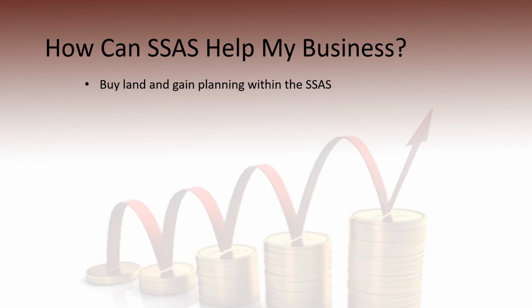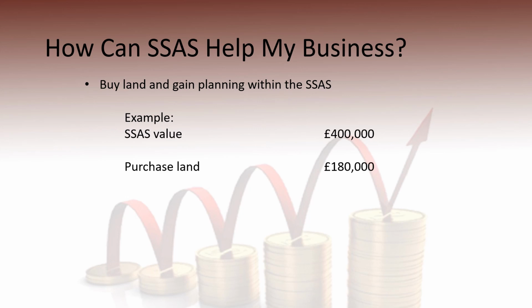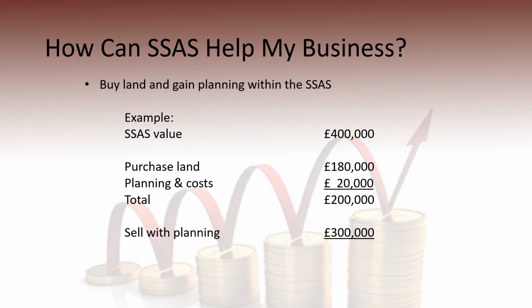Another thing you could do, you could buy land and gain planning permission using your SSAS. So you can't land bank, we covered this in part 1, but you can buy land, submit plans, and develop the land however it's used. So example again, 400,000: you can purchase some land for 180,000, planning costs 20,000, total 200,000, but you've obviously increased the value of the land with your planning. So let's say in this example you sell it for 300,000, you've created a tax-free profit in your SSAS of 100,000.